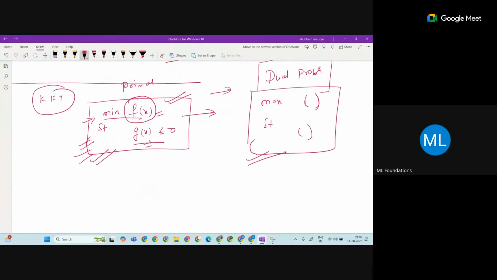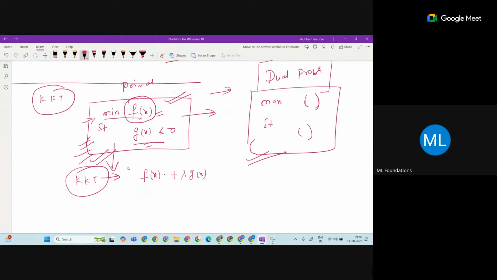Now, how do we solve this? To solve this, there is the KKT condition, Karush-Kuhn-Tucker. It says, very simply, as in the Lagrangian function, we write alpha f(x) plus lambda times g(x), and then take the gradient. So here is the first condition in the KKT conditions.